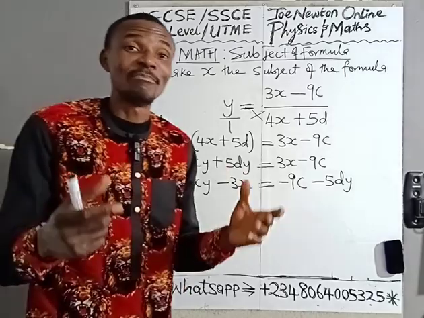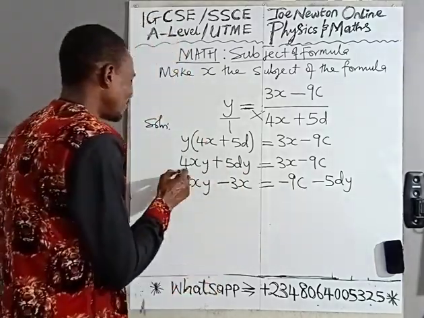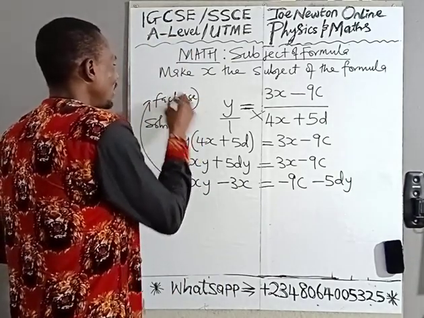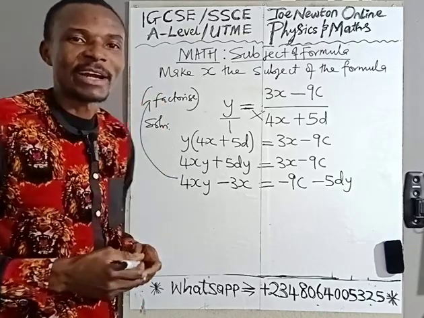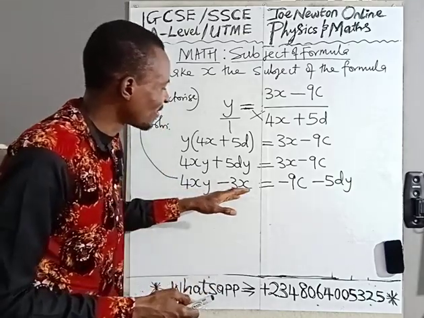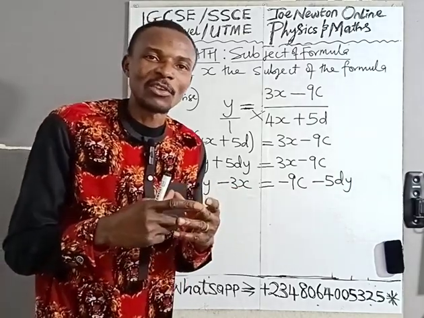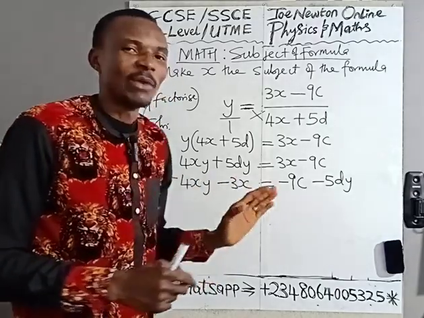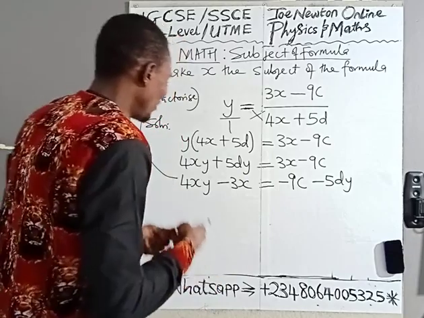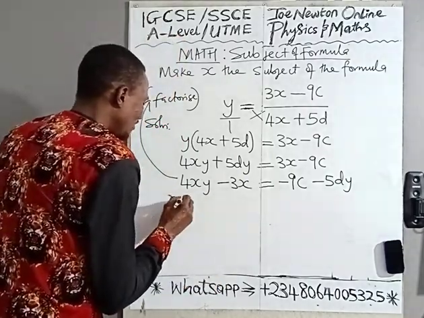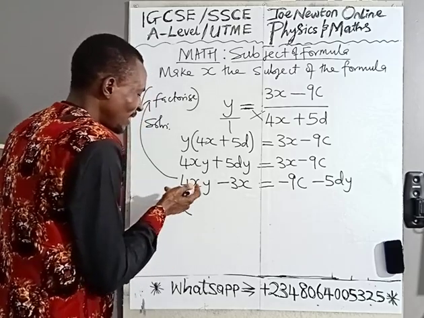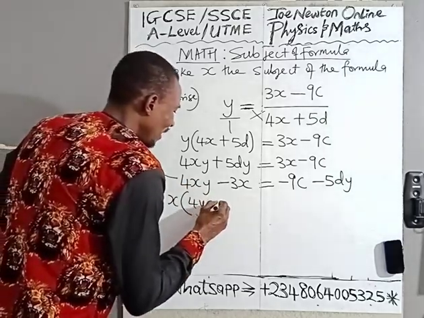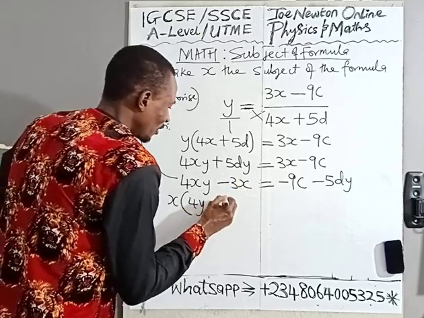Then, I know you may be wondering, we are still having our x's here. What are we going to do? Very simple. Now, we can factorize. So what do we mean by factorizing? Since we have x here and x here, we have a common factor. So that common factor will be outside the bracket, while the other ones remaining will be inside the bracket. That is the factorization. So we have now x outside the bracket, x divided by 4xy, we have 4y. That's what we mean by that factorization. Minus x divided by 3x, you remain with 3.